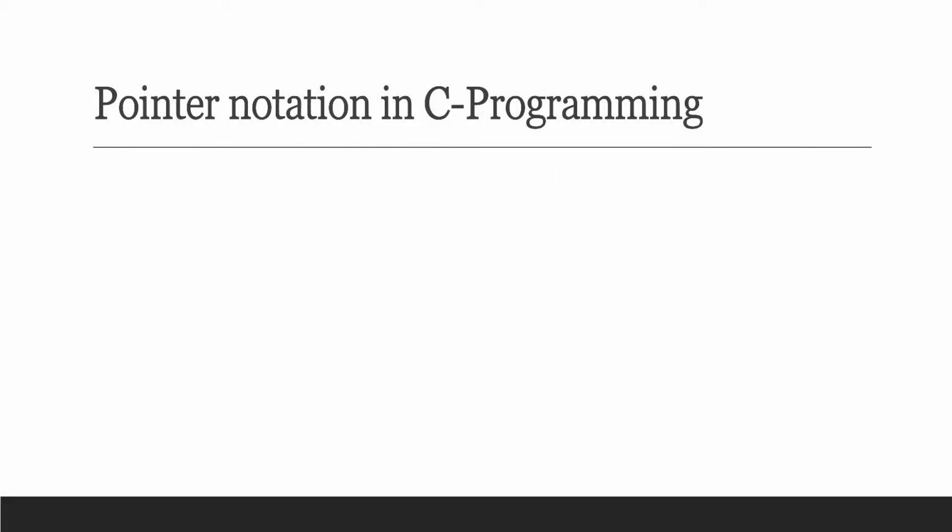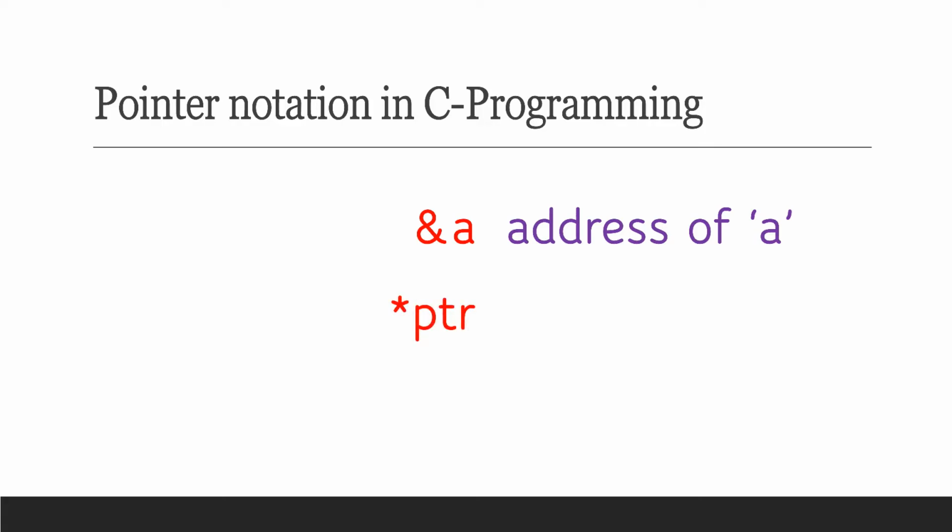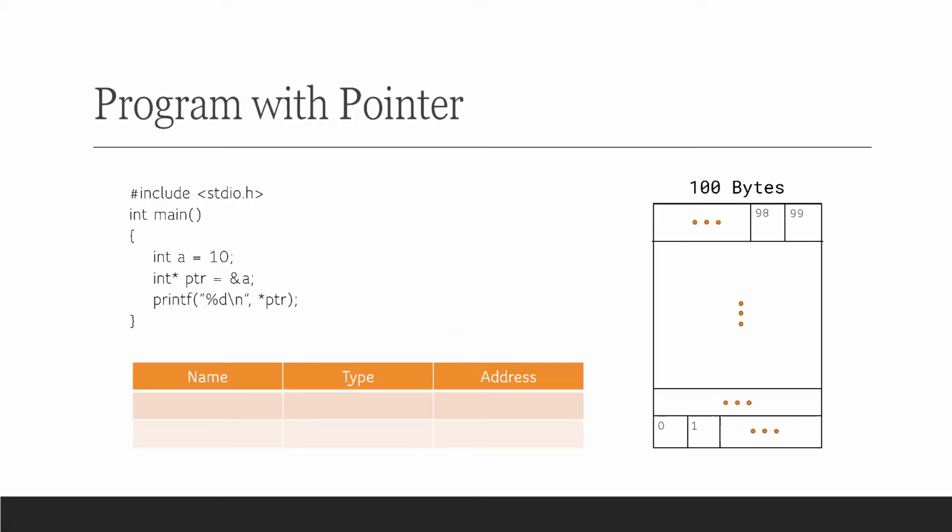First, we should learn following 2 notations. Whenever you see an ampersand followed by a variable, you should always read it as address of. Similarly, whenever you encounter an asterisk followed by a variable, it should be read as value at. Let's take this simple C program depicting usage of a pointer.